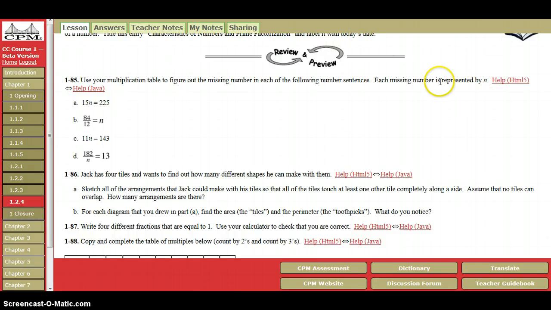N is something we call a variable, okay? A variable is just a letter that we put in place to represent some type of number that we don't know, okay? So for A, it says 15n. Remember, n is going to be a totally separate number. And because it's right next to the 15, it's basically saying 15 times n equals 225.